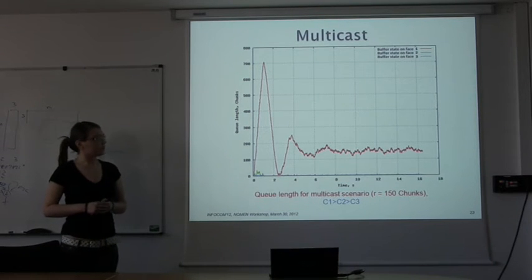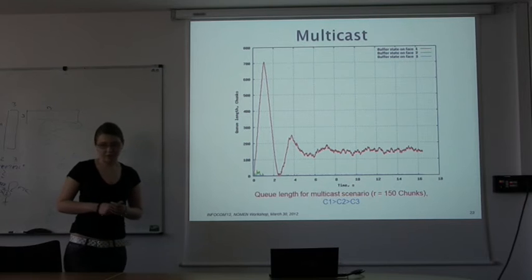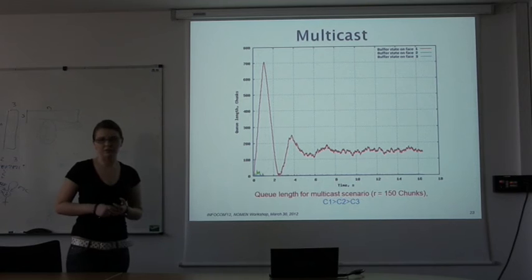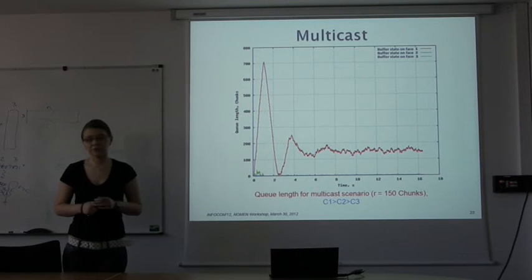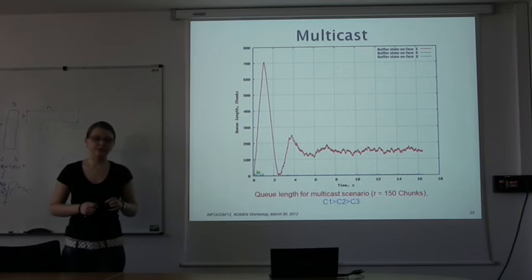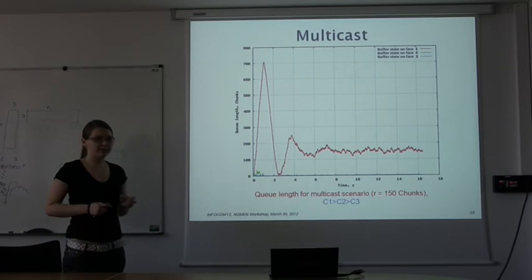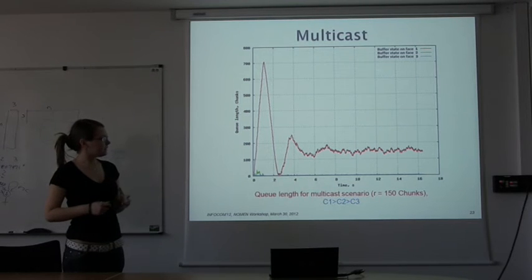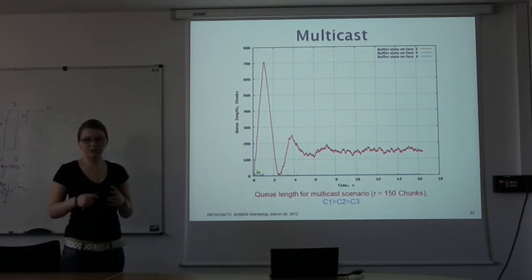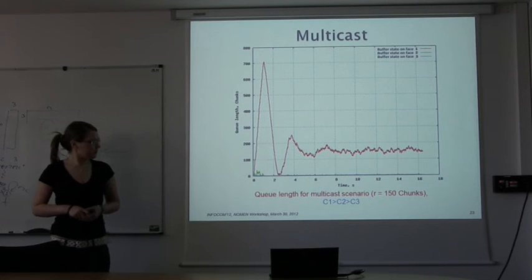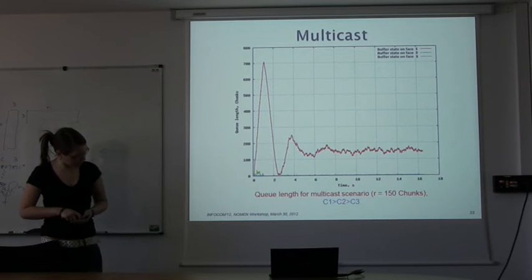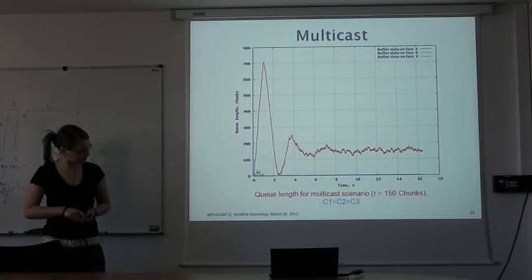We have also studied the multicast scenario. It's a very interesting scenario because we use the interest aggregation. We have performed the topology with three clients, and the link capacities for each interface are different. So the capacity of the first client differs from the link capacity of the second interface and so on.